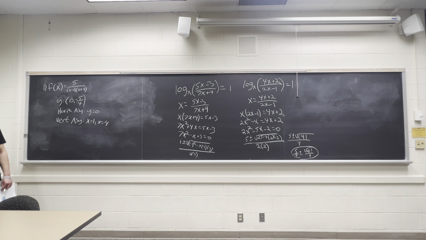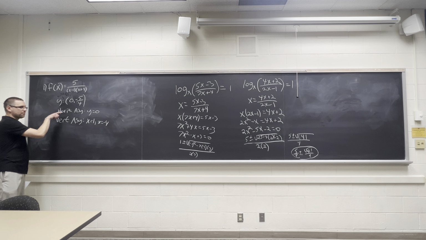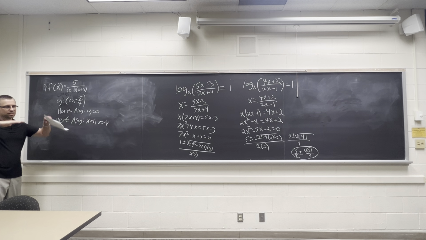You can graph this thing, put it in decimal if you want to see what it looks like. It's going to have a y-intercept here, a horizontal asymptote, and 2 vertical asymptotes, so it's going to have 3 parts, but it's never going to touch the x-axis.